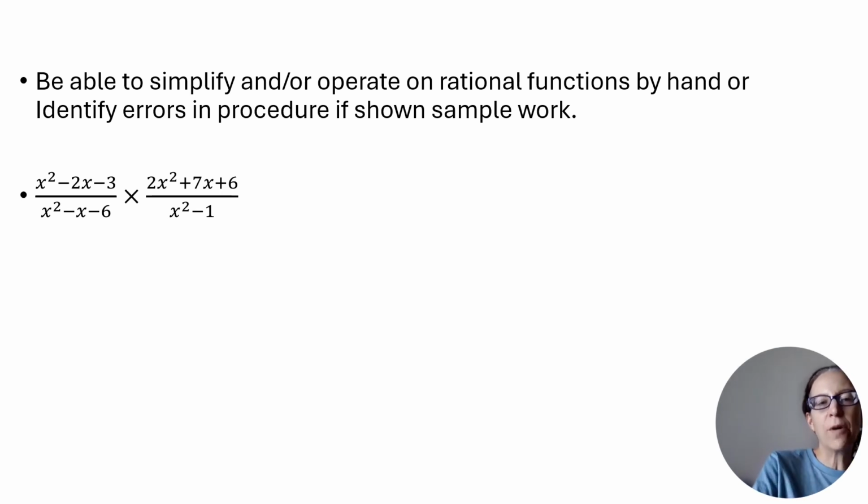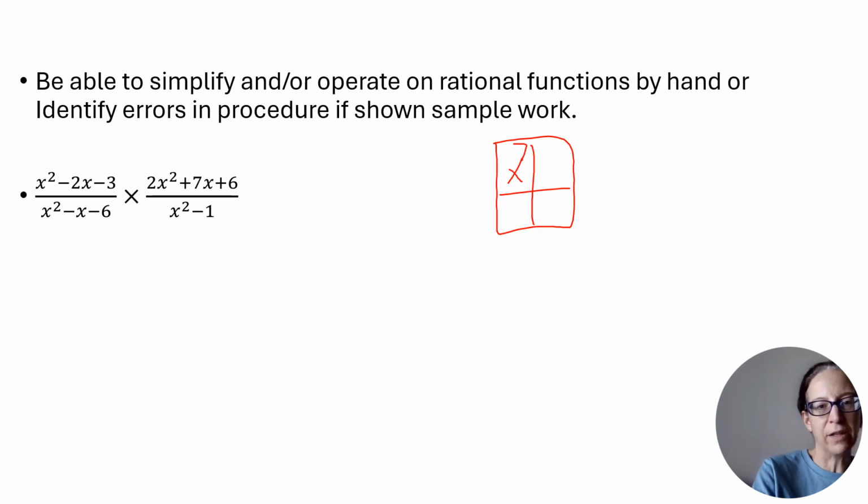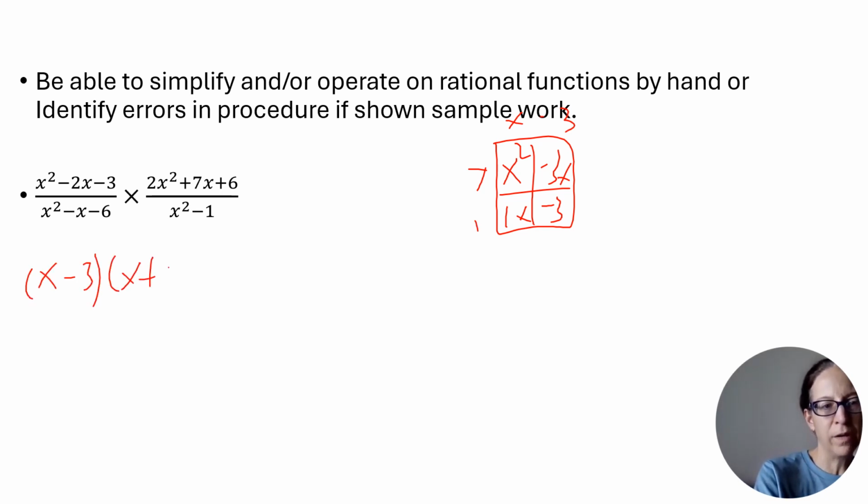So here we have multiplying, and we need to do a bunch of factoring. So I'm going to set up my factoring. This is actually the same one we just did, and that's something to note too. There's only so many factoring problems that teachers can give you before we start running out of them. So we already established that this was negative 3x and 1x. And so we get negative x minus 3 and x plus 1.